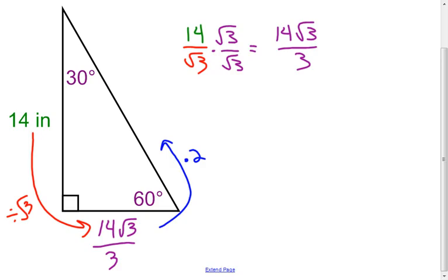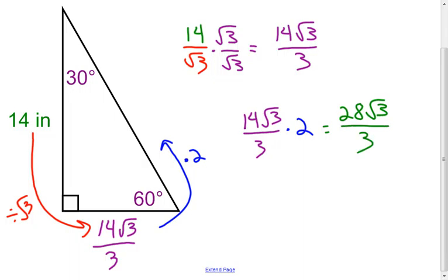And now I need to take that and figure out how long the hypotenuse is. Well, remember we said we need to take the short leg and multiply it by 2 to come up with the hypotenuse. And that's going to give us 28 times the square root of 3 over 3. So my hypotenuse is 28 root 3 over 3, and I filled in the missing sides in that 30, 60, 90 triangle. So that's a quick lesson on the 30, 60, 90 triangle.